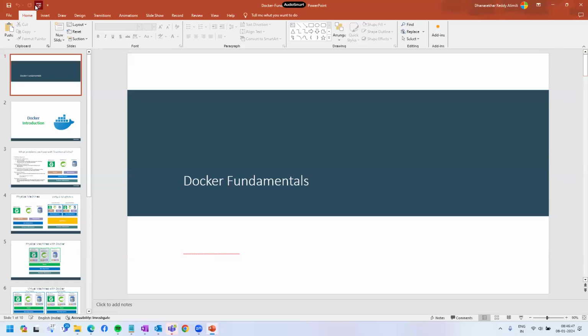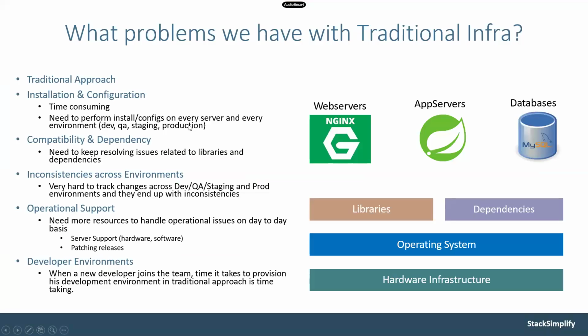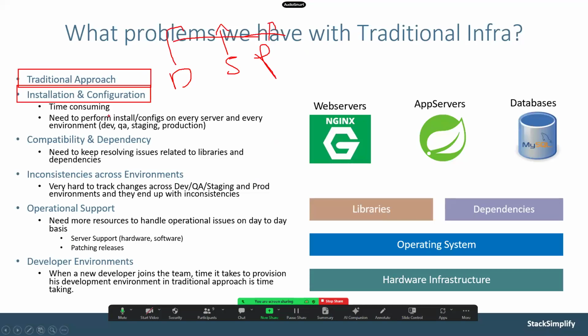Next, have a look. What is the traditional infra? This is Docker. So what is the traditional infrastructure that we have followed just now? See, this is the traditional infrastructure. Installation and configuration, we have to do that. There is dev, stage and production, installation of the dev environment, stage and production. It is a time consuming process. We need platform installation and configuration on every server, every environment. Compatibility and dependency, this is what I am talking about.